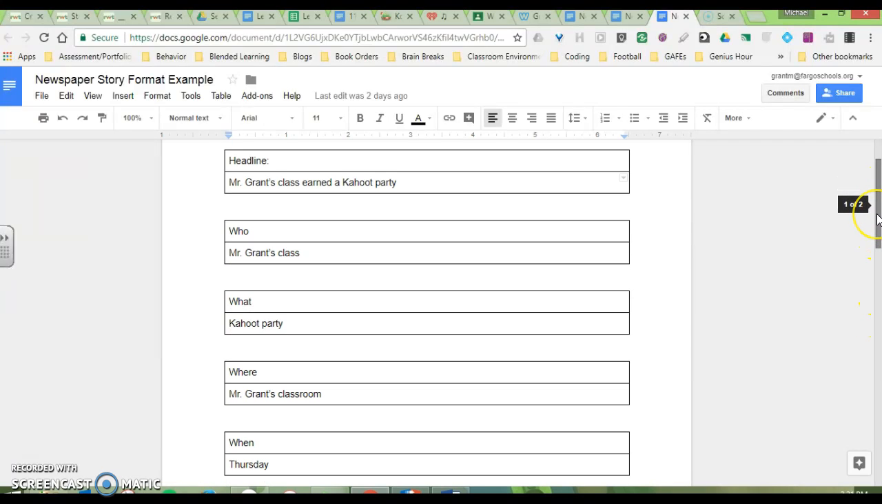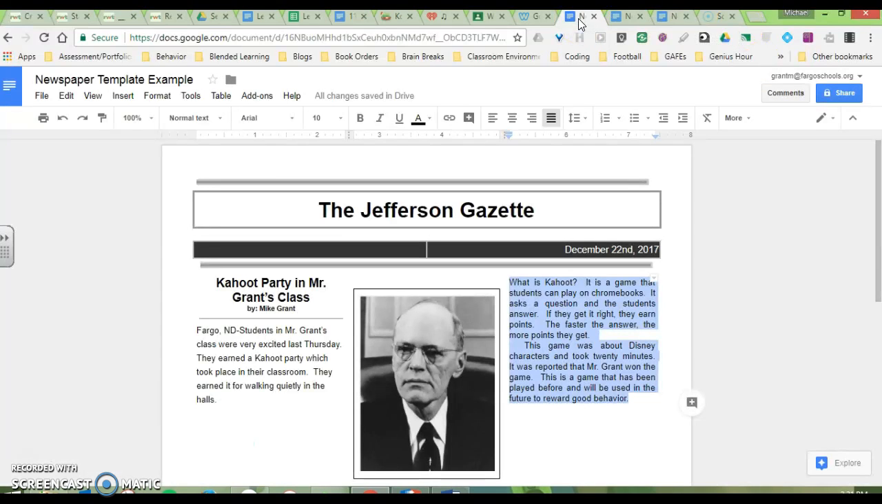And I'm going to show you how you can write that as an article. And you've got two options. I'm going to show you both. I will be posting these templates in just a minute.